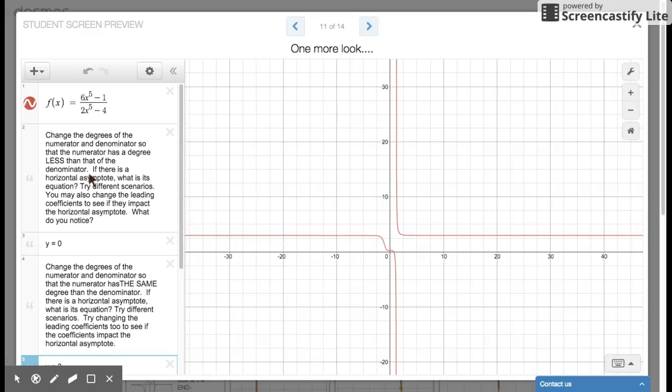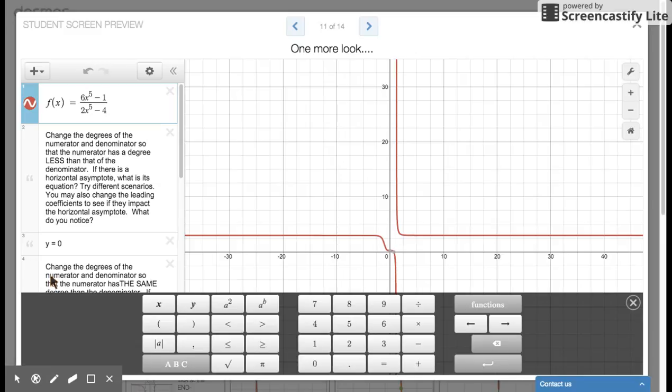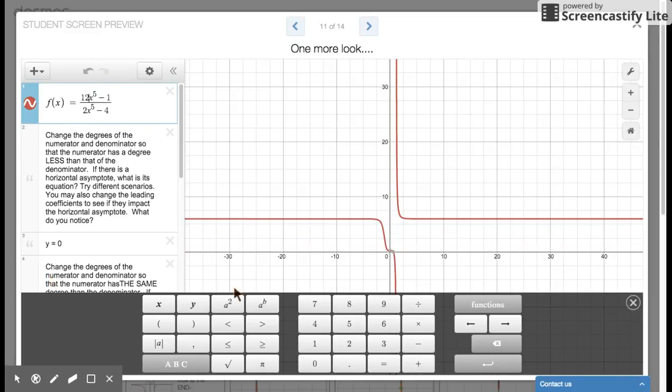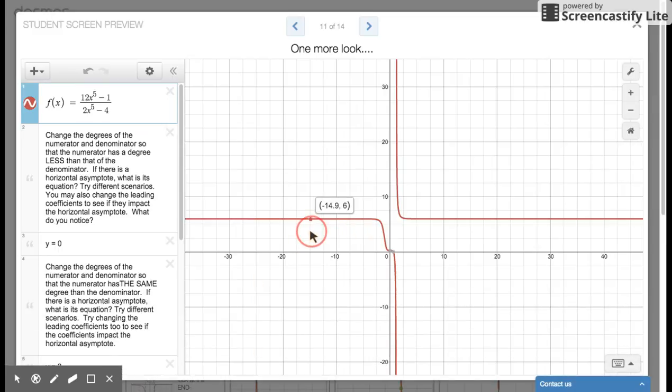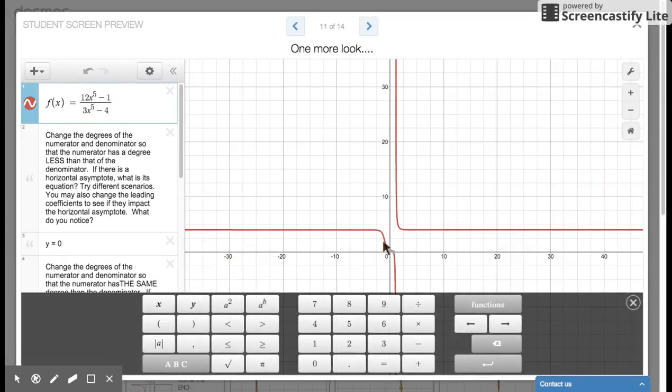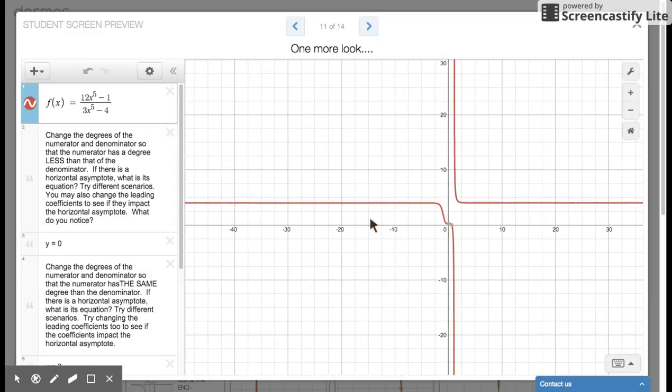Okay, so what else will impact the horizontal asymptote? What if I change the leading coefficient? Let's say I make this 12. Let's take a look at the horizontal asymptote. Now the horizontal asymptote is at 6. What if I make the denominator 3? What is the impact on the horizontal asymptote? If I look at the value of y, now it is at 4.